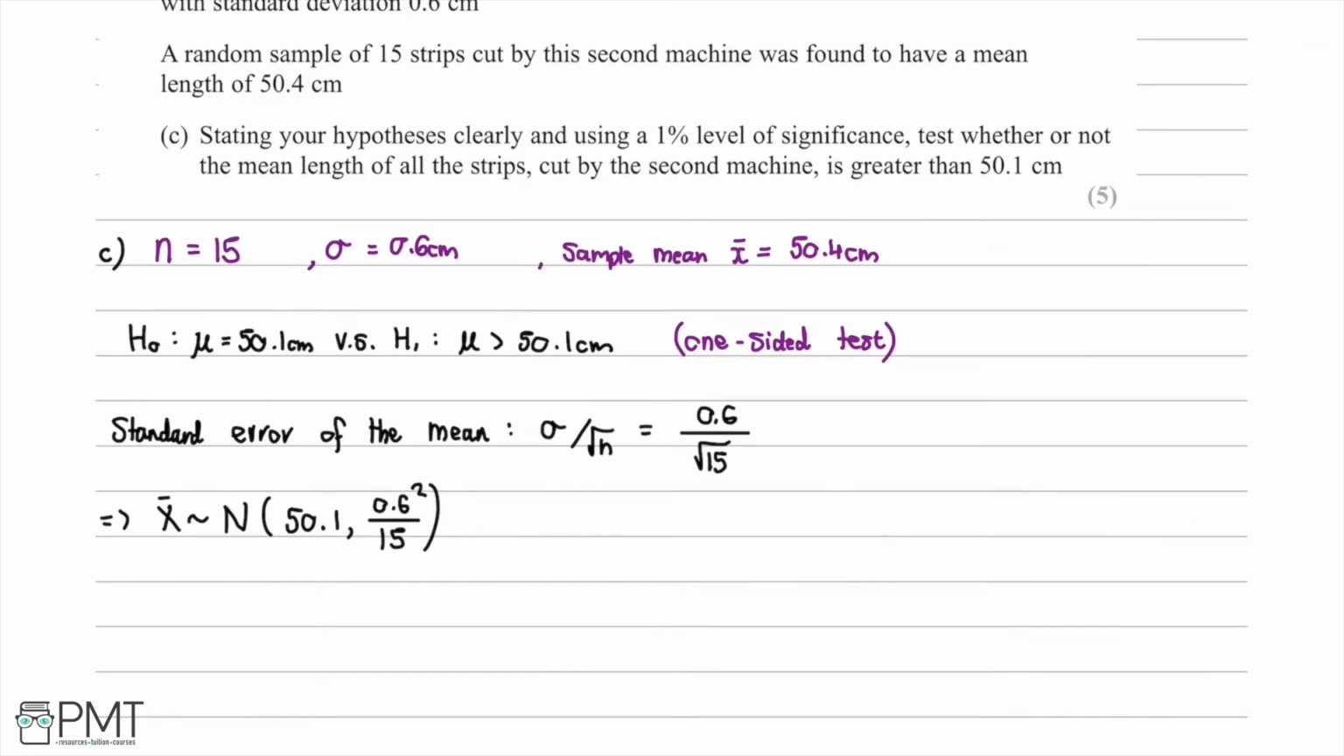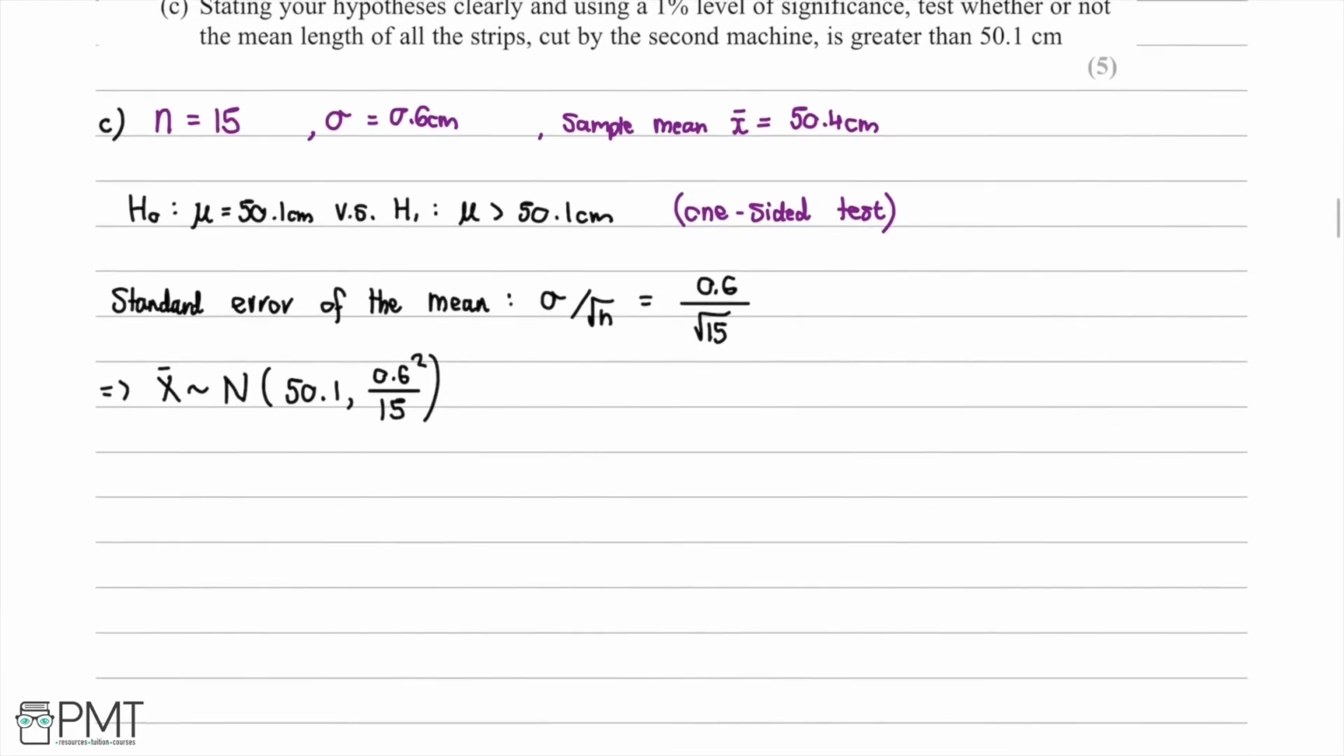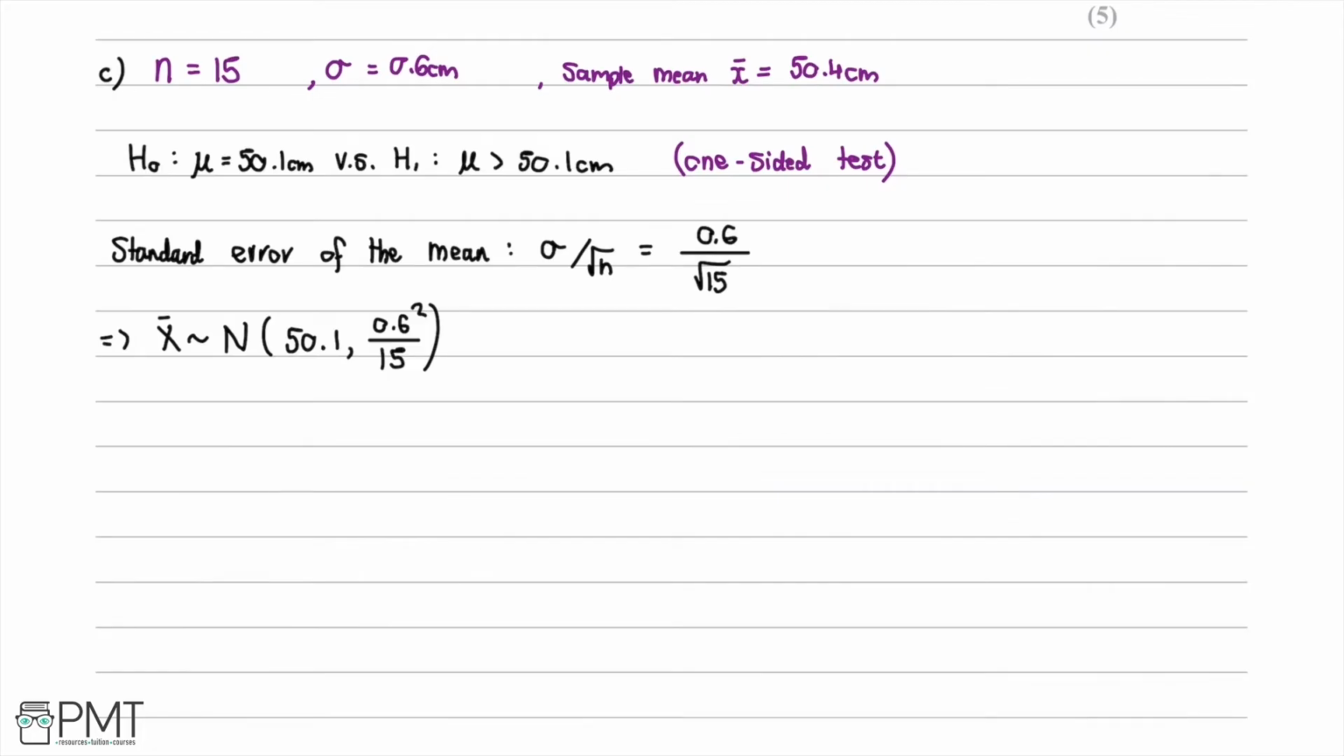So therefore, we can now move on to try and work out the probability. So we'll have that the probability that our random variable x bar is greater than 50.4. So we're going to use our z-score technique again. So we'll have the probability of z being greater than 50.4 minus mu, which is 50.1. And we divide all of this by our standard error of the mean, which is going to be 0.6 divided by the square root of 15.